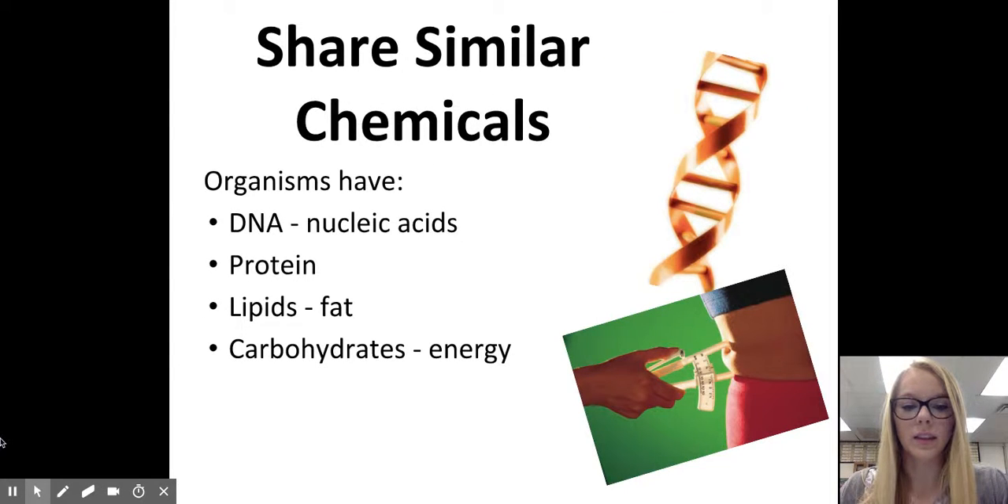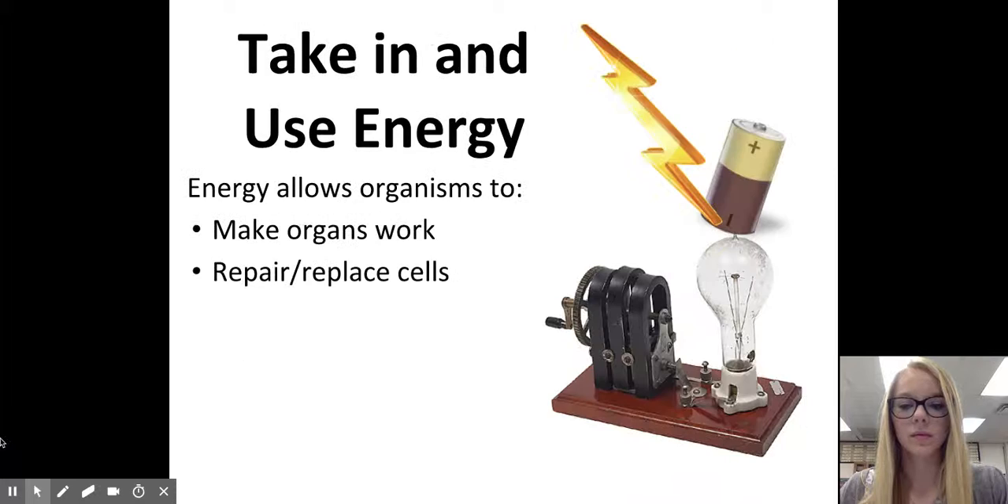All living things have the same basic chemicals or biomolecules in their cells, such as nucleic acids, protein, lipids, and carbohydrates. The fact that all living things have genetic information formed in their DNA allows the same code for every organism on the planet, which tells scientists that everything is connected, stemming back to millions of years ago when life was first formed. Living things are also able to take in and use energy. Energy is important to allow organisms to make organs work and repair or replace cells.